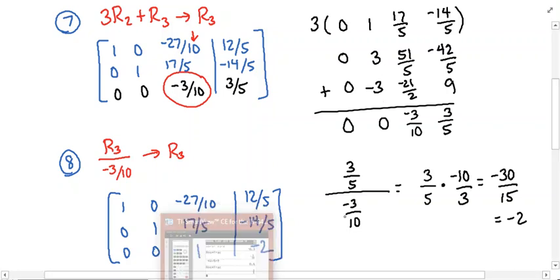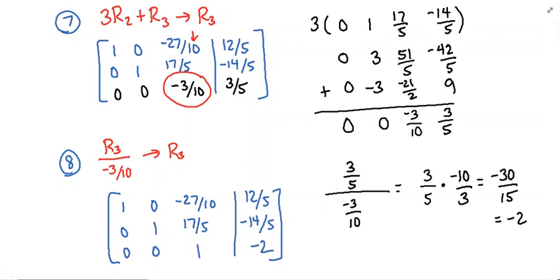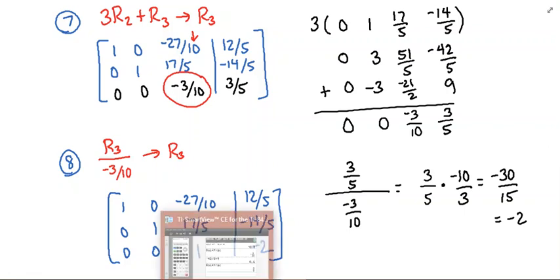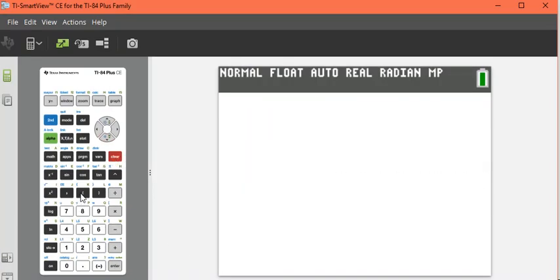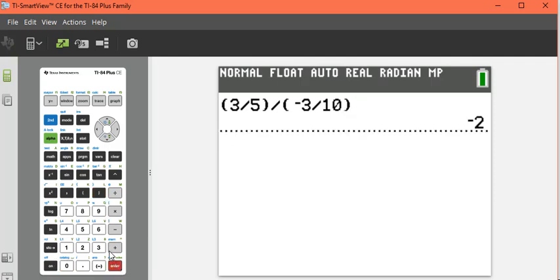Be really careful here. I suggest that you put both of the fractions in parentheses so that it divides correctly. So if I go to my calculator, I'm going to put 3/5 in parentheses, close the parentheses, divide by the other fraction, put that in parentheses like this. Hit enter, and it'll give you the -2. But put those parentheses there just to be safe. I'm pretty sure you do need them there though.